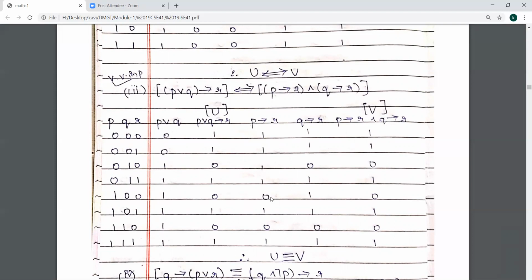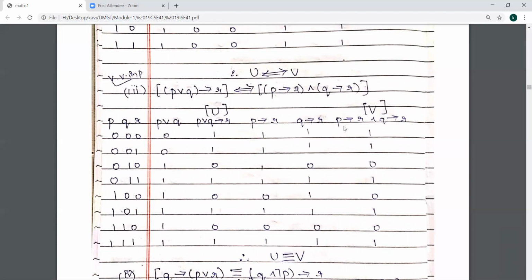So we have only two places 0, this place and this place. All the other cases 1. Then Q implies R. You need to see the Q column and the R column. Wherever Q is 1 and R is 0, then it will become 0. So here 1 implies 0, so it will become 0. All the other cases 1.